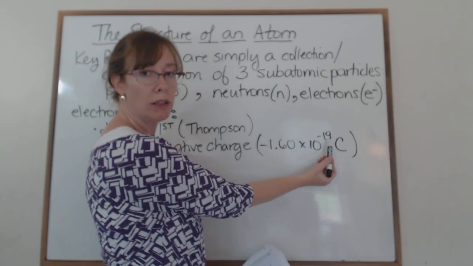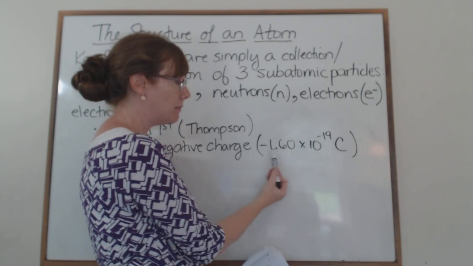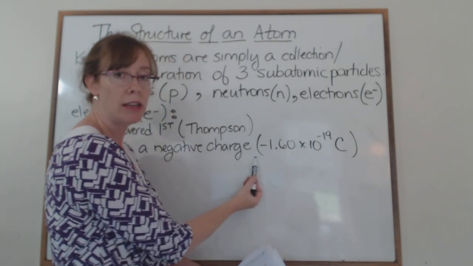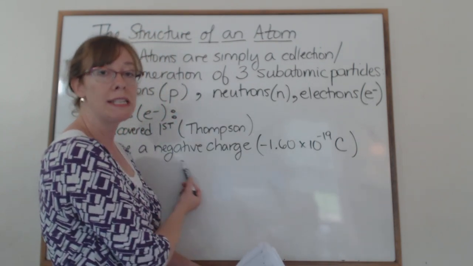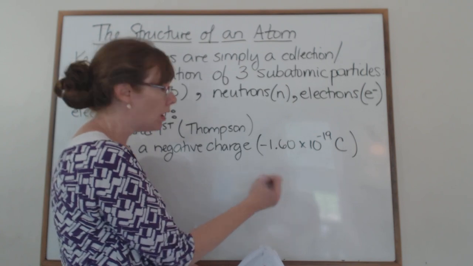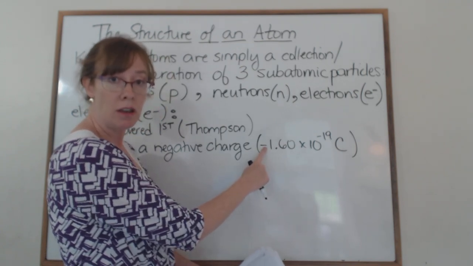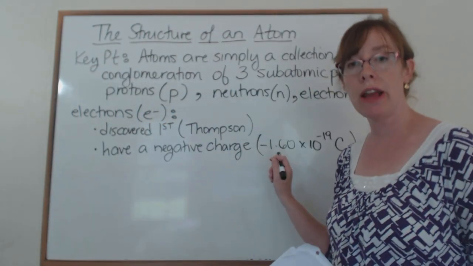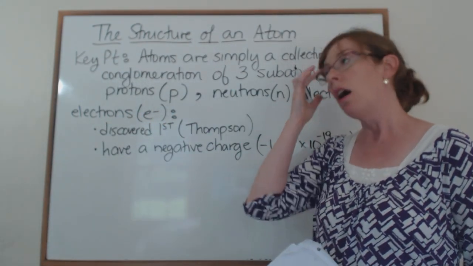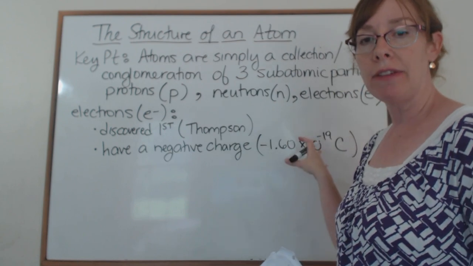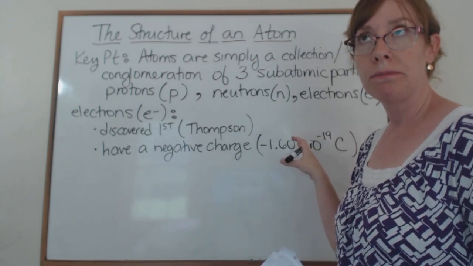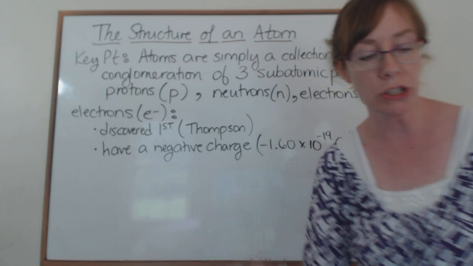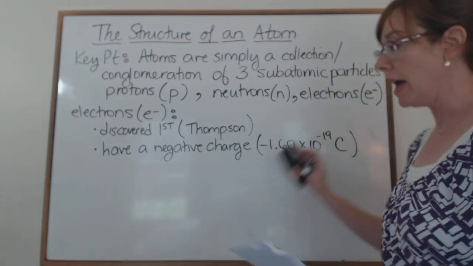So very small number. 10 to the negative 19th means you've moved the decimal place over 19 spaces. So it's ridiculously small in terms of the number. But you'll notice it is a negative number. That's a negative charge. Leave that there for now. We will return to that in your notes. So it has a negative charge.